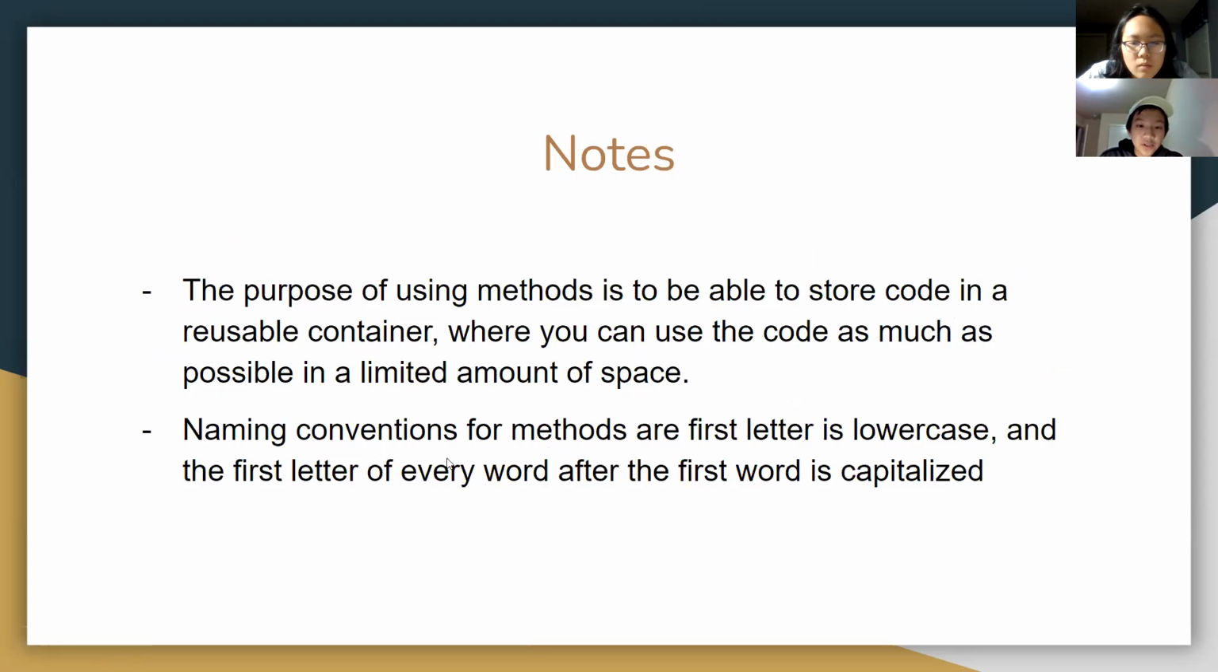And then the naming convention for methods is that the first letter of the name is going to be lowercase, and the first letter of every word after the first word is going to be capitalized. So let's say I wanted my function to be exampleTest. I'm going to write the word example, the E is going to be lowercase, but then I'm going to write test, and the T is going to be uppercase. Hopefully that makes sense, I guess.